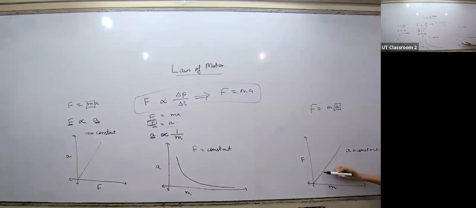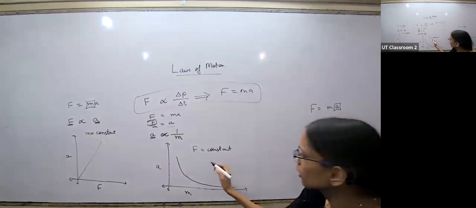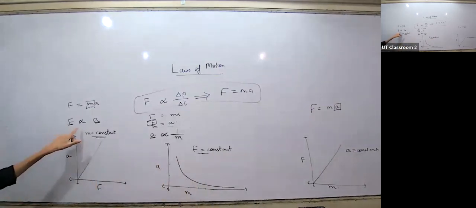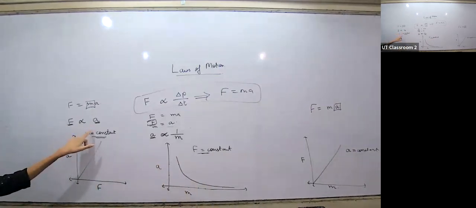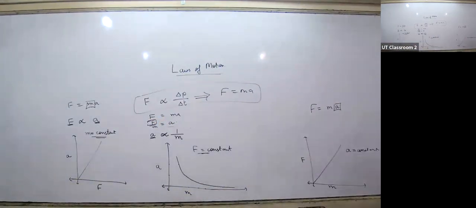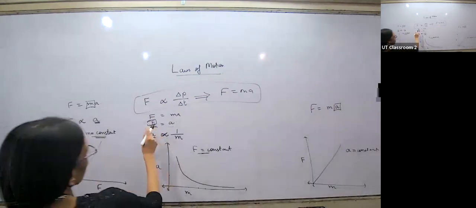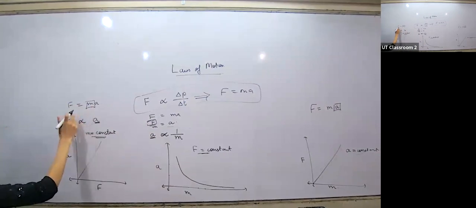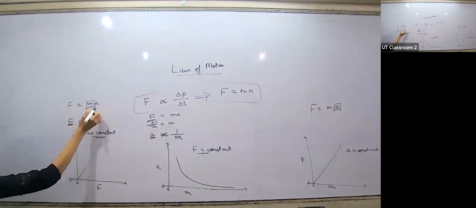For 1 kg mass, we have to show that. So in this case, acceleration is constant. In this case, force is constant. In this case, mass is constant. And this relation, how are we getting this relation? We are just using the same relation. In this case, we are using the same relation. So F is equal to F. I have a constant there. So I can see F increases, A increases.